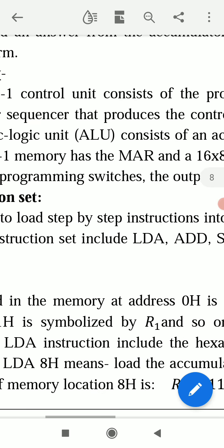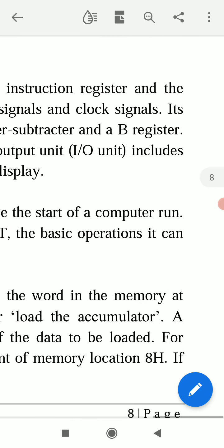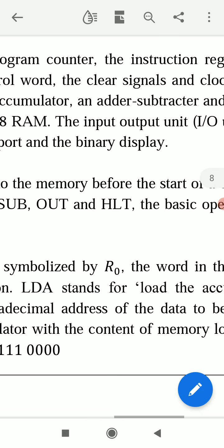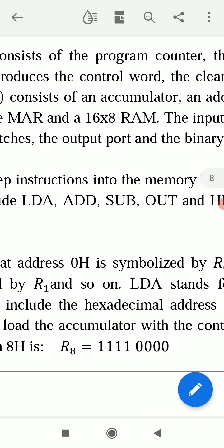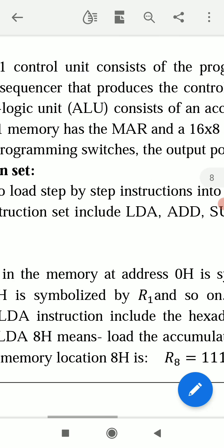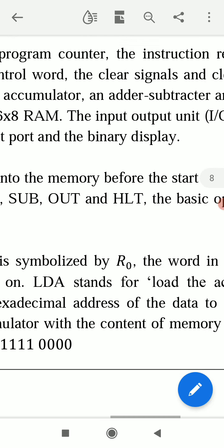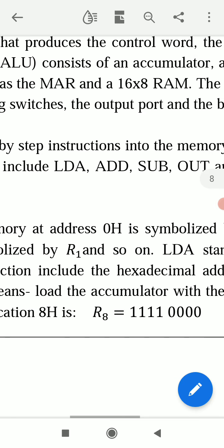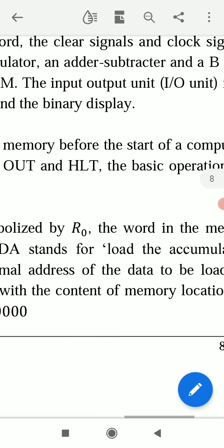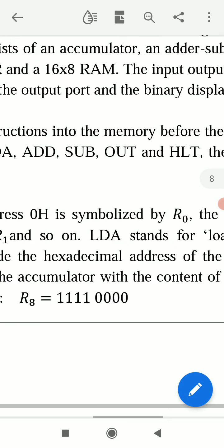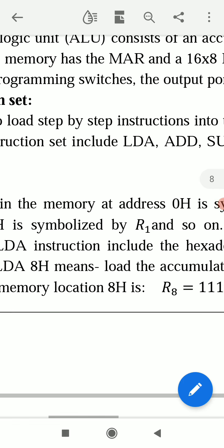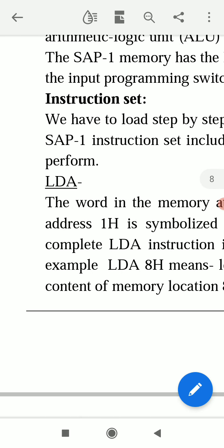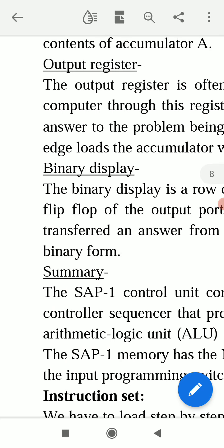Summary: the SAP-1 control unit consists of the program counter, instruction register, and the controller sequencer that produces the control word, the clear signals and clock signals. Its arithmetic logic unit, ALU, consists of an accumulator, adder subtractor and B register. The SAP-1 memory has MAR and RAM. The input-output units include the input programming switches, the output port and binary display. So this is the SAP-1 architecture.